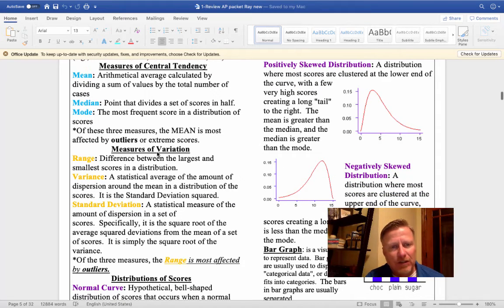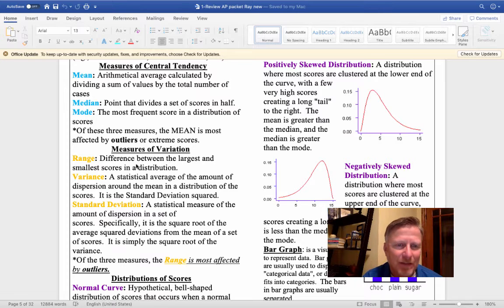Measures of variation is measures of difference. This tells you how much dispersion or variation there is in a set of scores. So just knowing the measure of central tendency is not as meaningful if you don't also know how much variability there was in the scores. Less variability, the more reliable the set of scores is. More variation or variance means that the scores are less reliable.